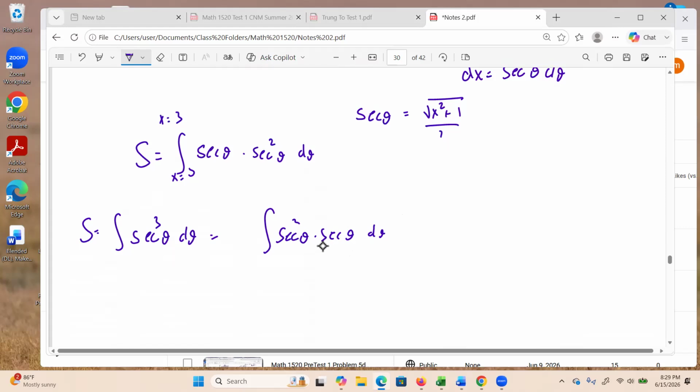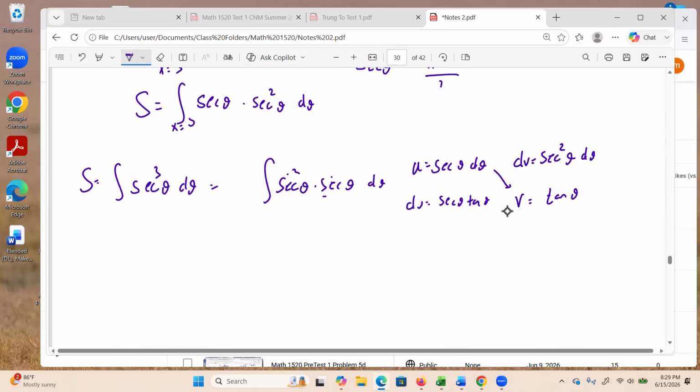Remember, it's integration by parts because we have a function times a function. So we're going to say u is equal to secant theta, du is equal to the derivative of secant, which is secant theta tangent theta. dv is whatever's left, which is secant squared theta d theta. That's the reason I reserve my secant squared, because integrating secant squared isn't a big deal. It's just tangent of theta. So we have to do our swish and flick here.